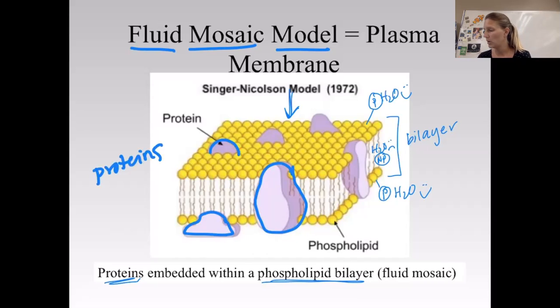Those proteins float throughout this phospholipid bilayer. And it's really important that the bilayer is fluid. It is dynamic. It moves around. If you had a microscope powerful enough to look at these individual phospholipids, you would see constant motion. It's very fluid, and those proteins are floating around inside of there.